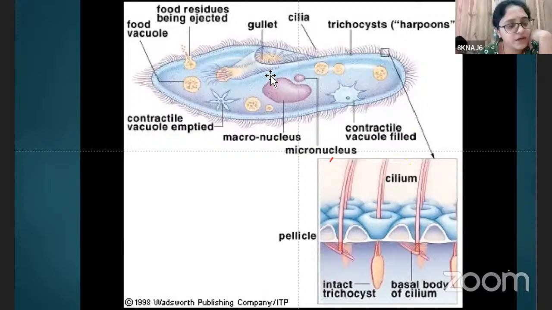See, over here, this is only for your understanding. This is where the food vacuole is filled up, and whatever waste is there gets excreted out. Once this food vacuole goes to the plasma membrane and towards the pellicle, it forms an opening and all the food residue or waste is ejected out. Over here also, the contractile vacuole, in the same way, is getting filled up, becoming big, and basically it is for excretory purpose.